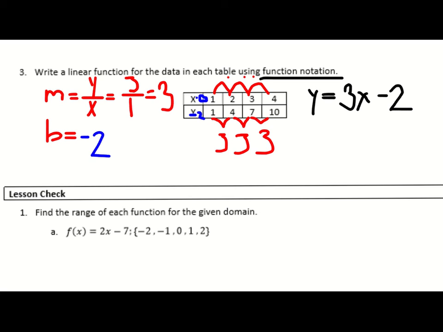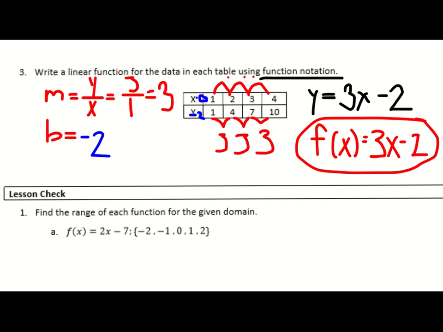But again, the direction said put it in function notation. So function notation does not use y. Instead, it uses f of x. So we just need to rewrite it so it says f of x equals 3x minus 2. So we fully follow the instructions. And that would be our final answer.